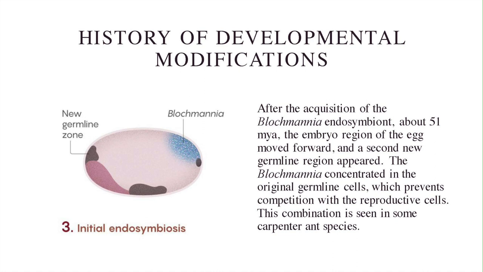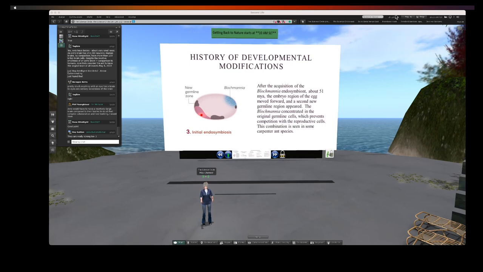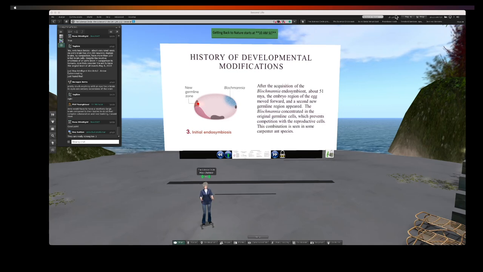Okay, third stage is the acquisition of the Vulcania endosymbiont. This occurred, just judging by which species have it and which species don't have it, about 51 million years ago. And as the Vulcania came in and started messing with the germline, the embryo moved anteriorly, moved out of the way of the Vulcania, or apparently looks like it's getting out of the way of the Vulcania. And there's a third germline zone up at the anterior end.